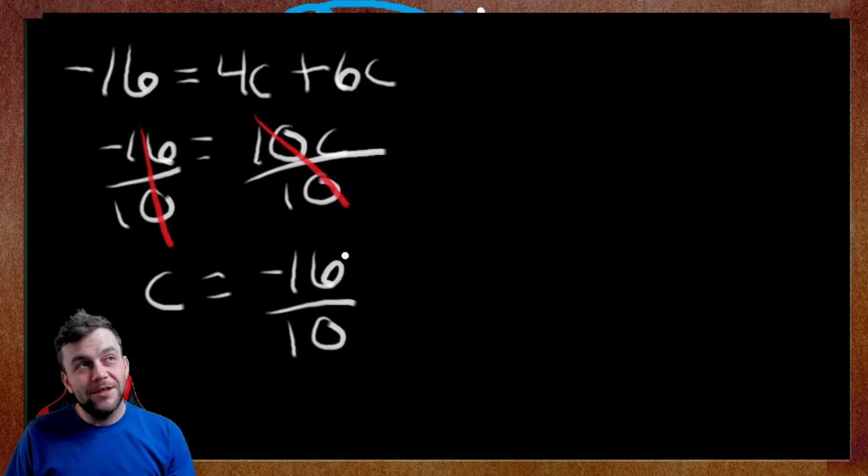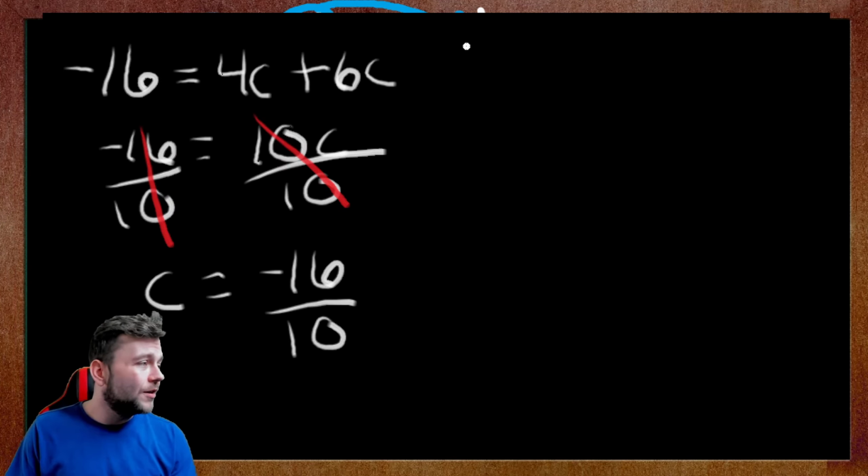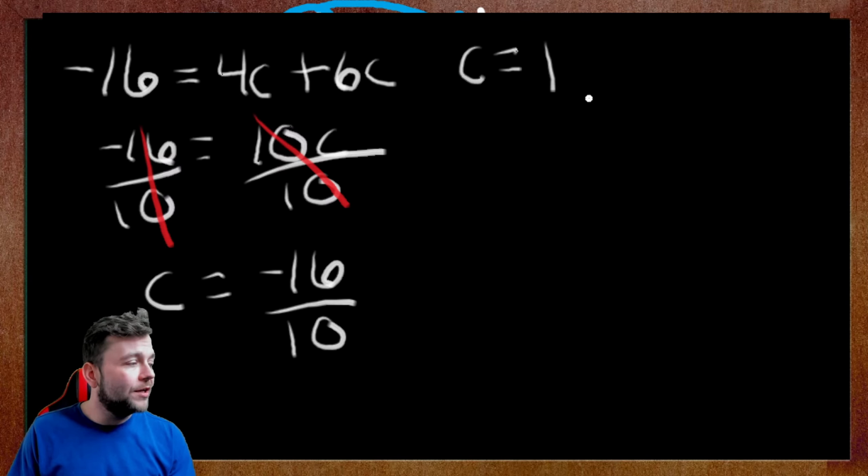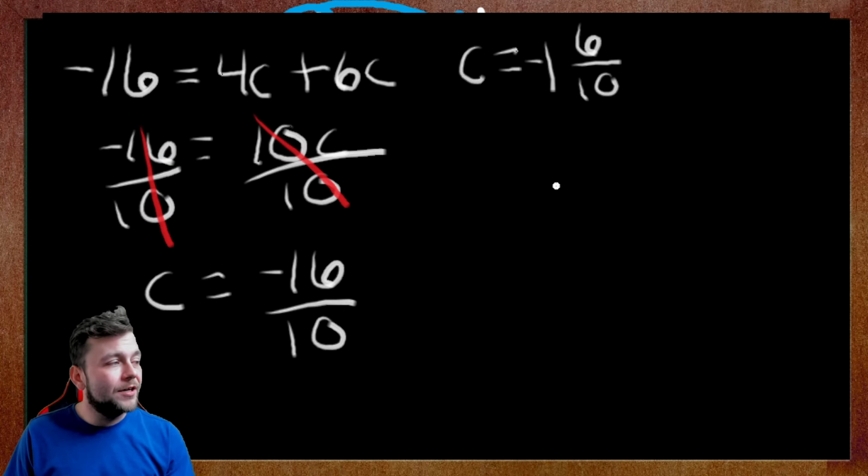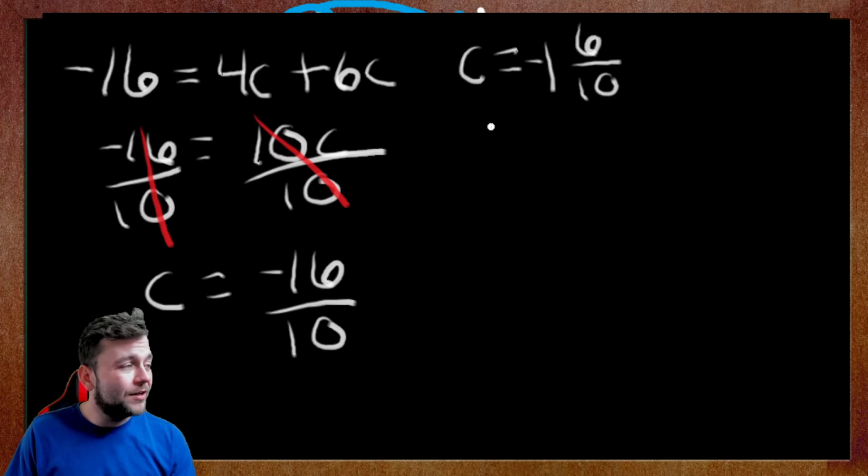How do we work with this? So, first off, it's an improper fraction. So, c equals negative 1 and 6/10. Okay, but that's still not simplified in its entirety. So c equals negative 1, and that is 3/5. There. That looks okay, kind of.